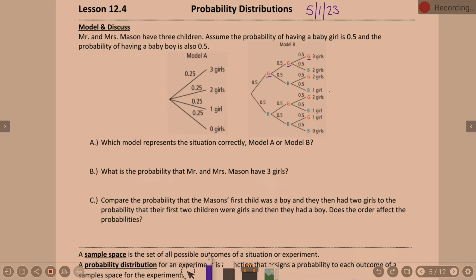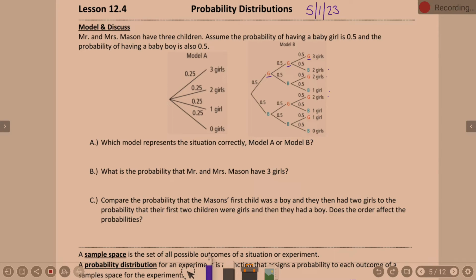No. And the answer is no. There's only one chance of getting 3 girls. How many chances of getting 2 girls are there? I say it looks like 3 there. So 3 chances of getting 2 girls. How many chances of getting 1 girl? 3 also. How many chances of getting no girls? That's just 1, because that would be the boy, boy, boy option. And so, which one represents the situation correctly? We are looking at model B.